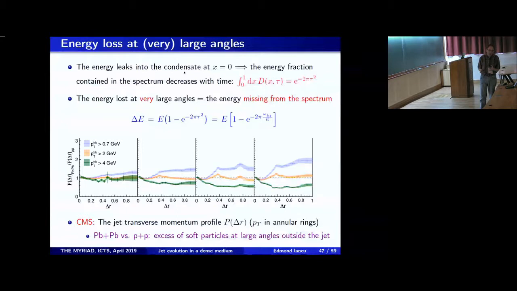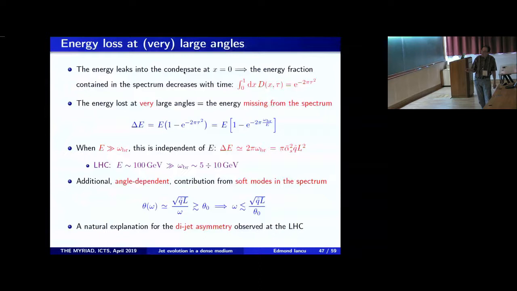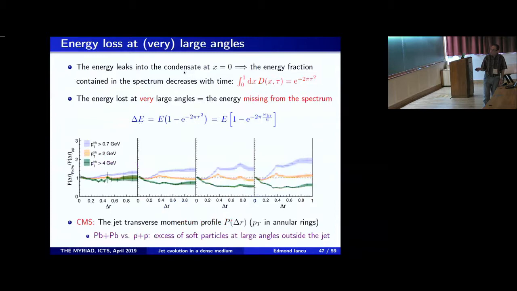But precisely this profile is consistent with the distribution in delta R coming from this argument that I didn't show here for simplicity. This picture is fully consistent. So we have a lot of energy outside the jet at large angles carried by the soft part.